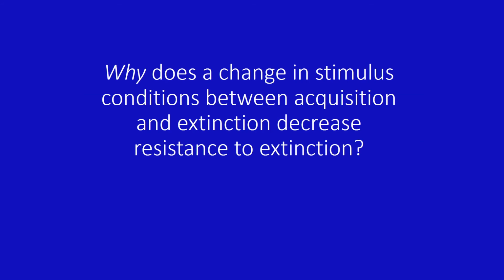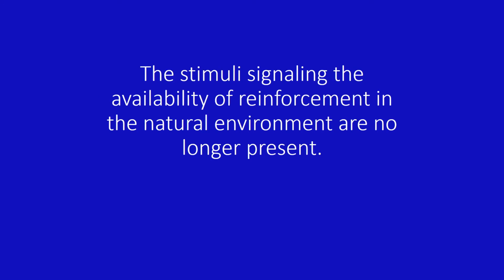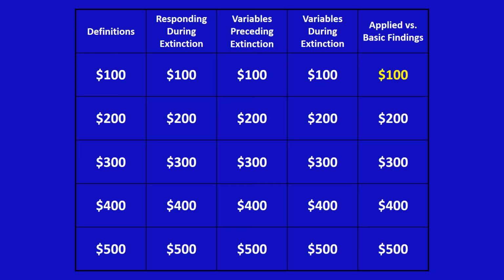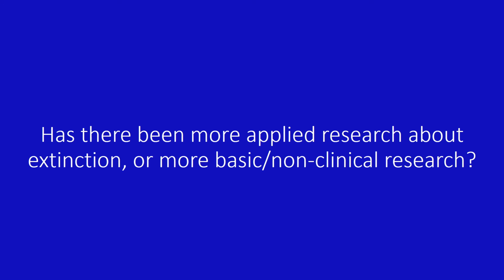Why does a change in stimulus conditions between acquisition and extinction decrease resistance to extinction? The stimuli signaling the availability of reinforcement in the natural environment are no longer present, so they don't occasion the behavior. Has there been more applied research about extinction or more basic non-clinical research? There's been much more basic non-clinical research on the topic of extinction.